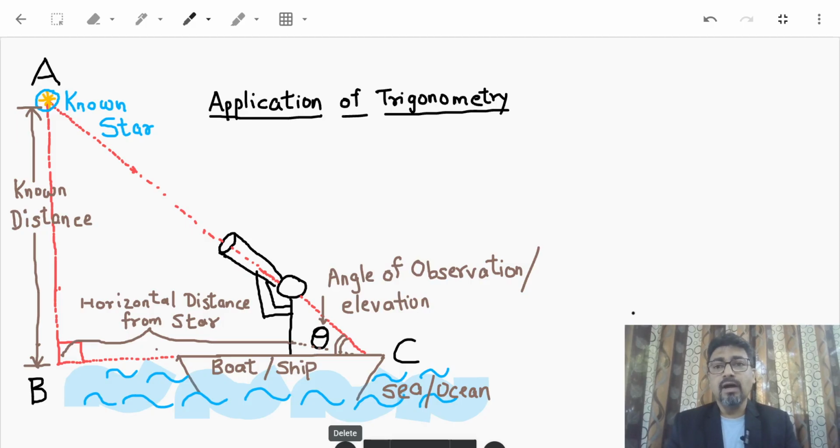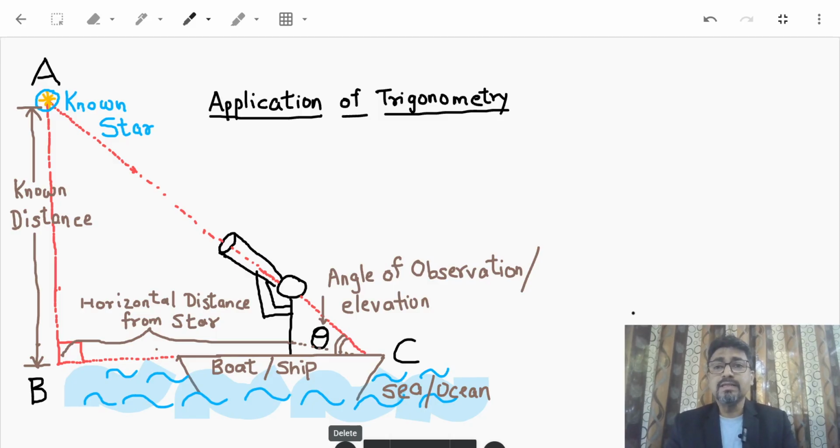I'm talking about an era where some scientific explorations and calculations had been done. I have shown you a peculiar scenario where a sailor in a boat or ship in the middle of the sea or ocean is traveling in some direction. He has to determine how long he has to travel to reach the nearest port, or at what location he has reached in the sea.